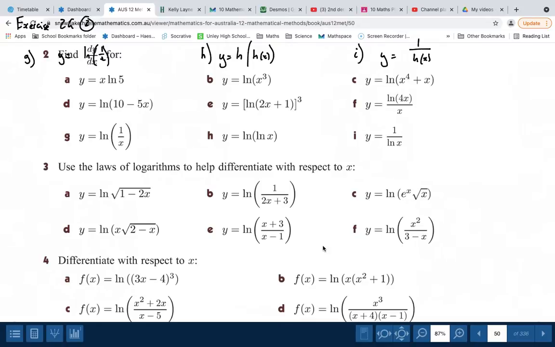We're looking at derivatives of logs. I'm doing exercise 2G, question 2. I thought G, H, and I looked interesting.